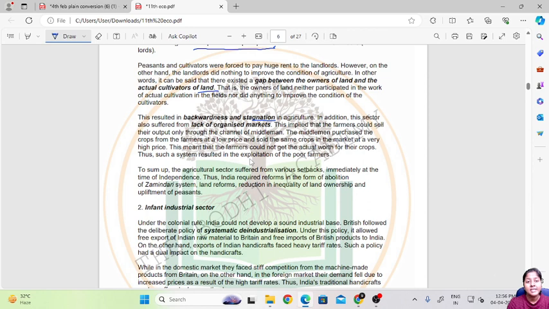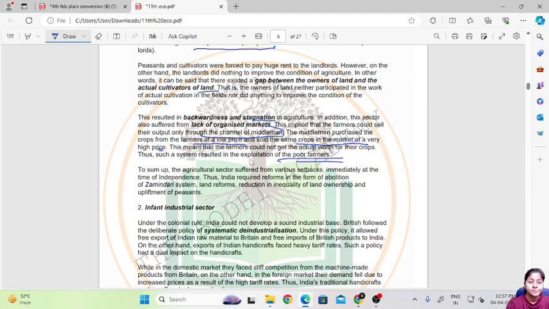In addition, this sector also suffered from lack of an organized market. This implied that the farmers could sell their output only through the channel of middlemen. The middlemen purchased the crops from the farmers at a low price and sold the same crops in the market at a very high price. So the farmers could not get the actual worth for their crops, and thus such a system resulted in exploitation of the poor farmers.